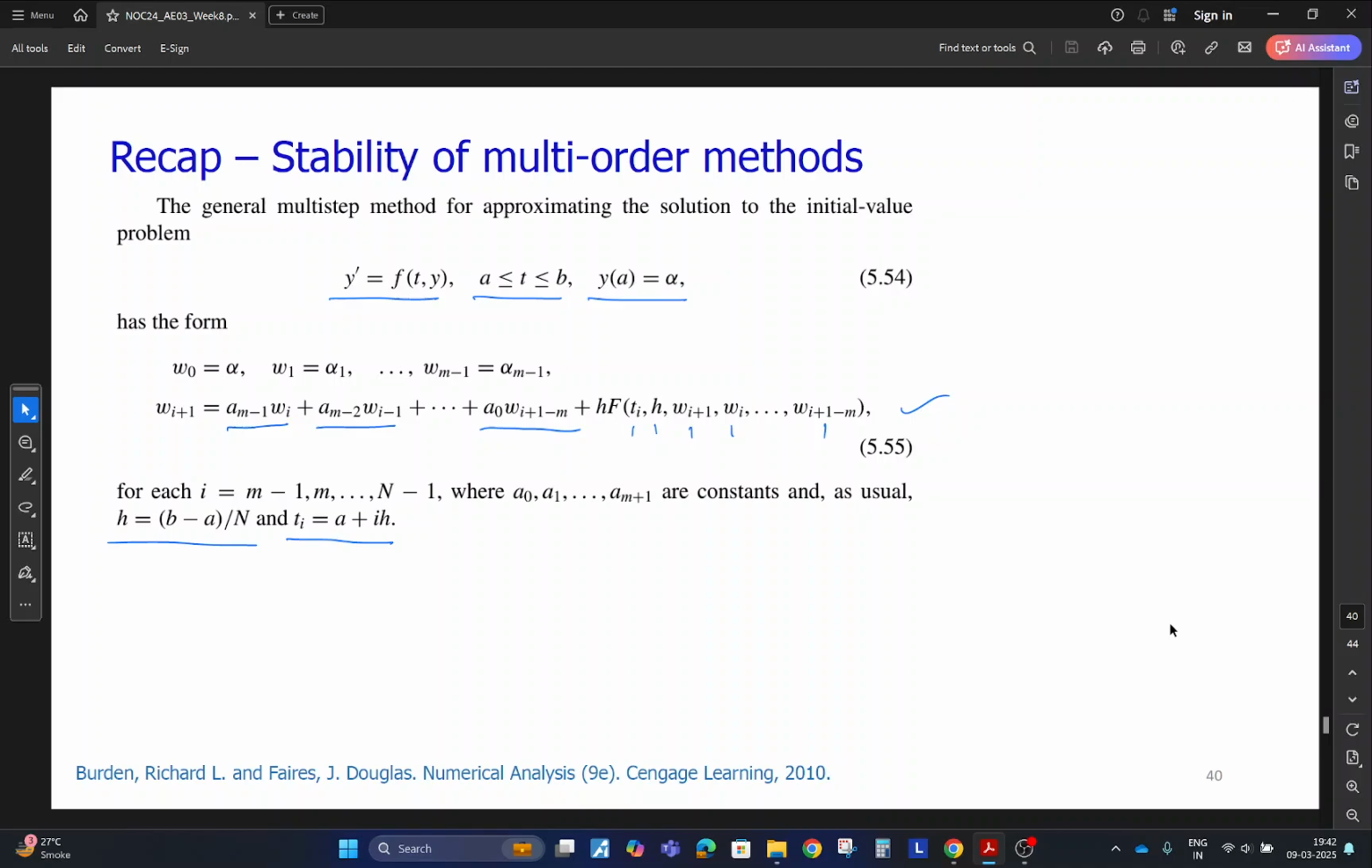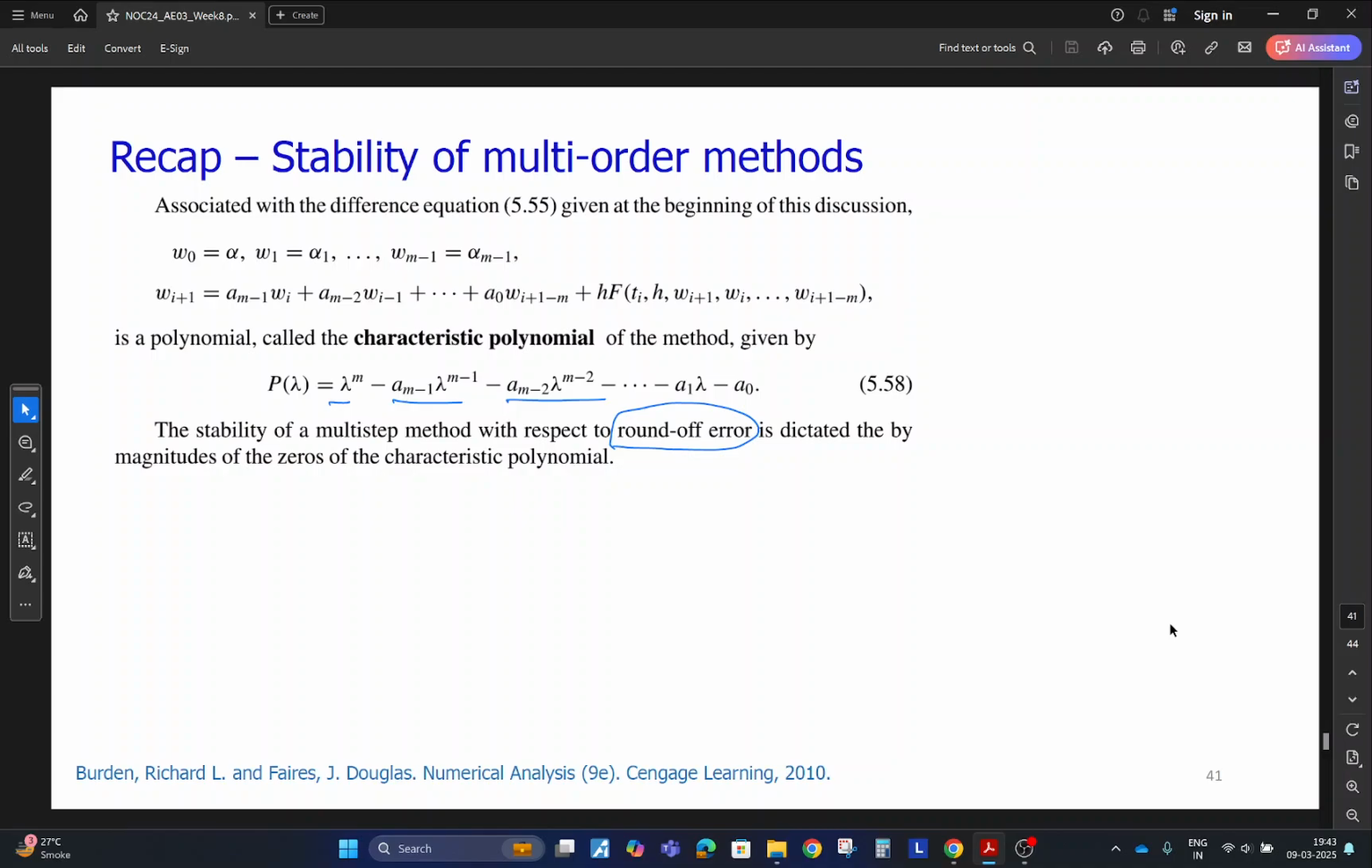w1 equals alpha 1, w m minus 1 equals alpha m minus 1, and w i plus 1 equals a m minus 1 w i plus a m minus 2 w i minus 1, and so on to a0 w i plus 1 minus m, plus h times some function F of t i, h, w i plus 1, w i, to w i plus 1 minus m. Here a0, a1 till a m minus 1 are constants, and as usual h equals b minus a by N and t i equals a plus i h.